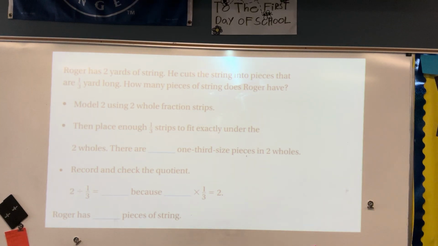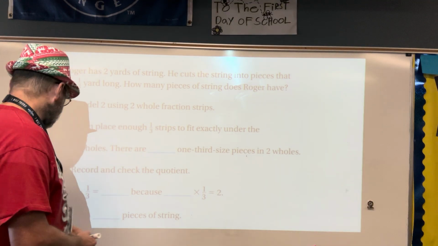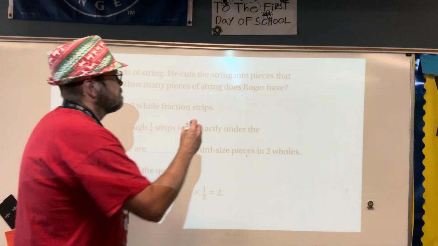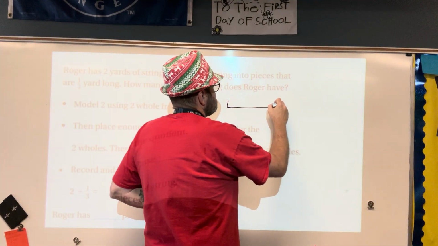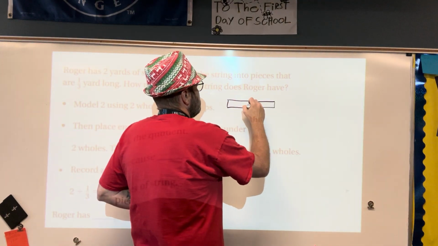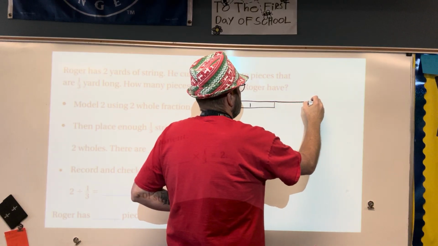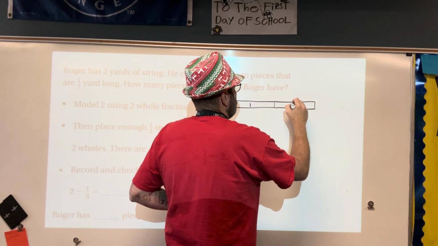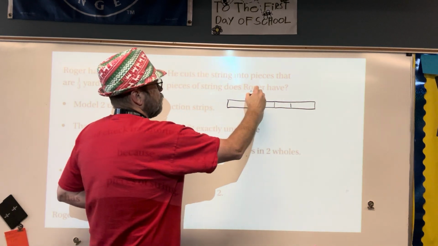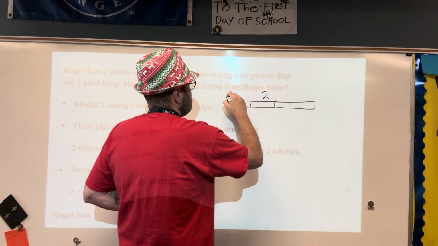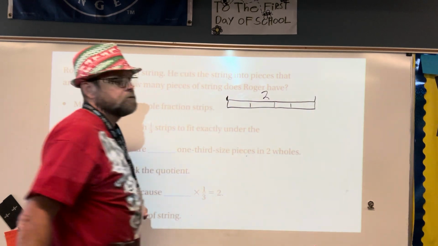All right, Roger has 2 yards of string. He cuts the string into pieces that are 1/3 of a yard long. How many pieces of string does Roger have? We would model using 2 whole fraction strips. So this is 1 yard, and this is 1 yard, for a total of 2 yards. From here to here, we have 2 yards.